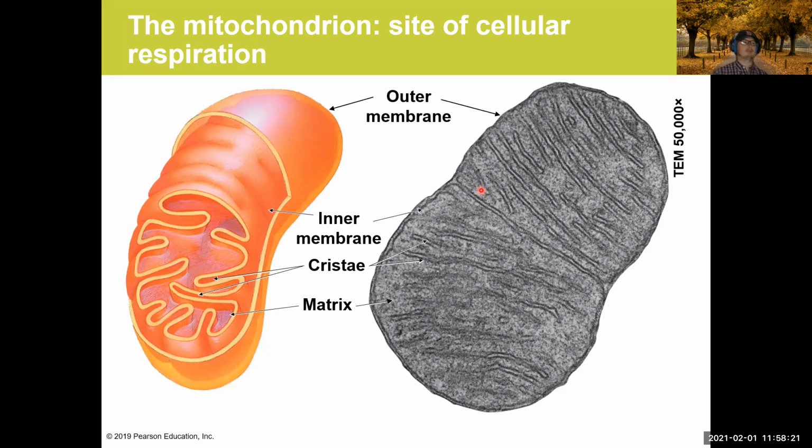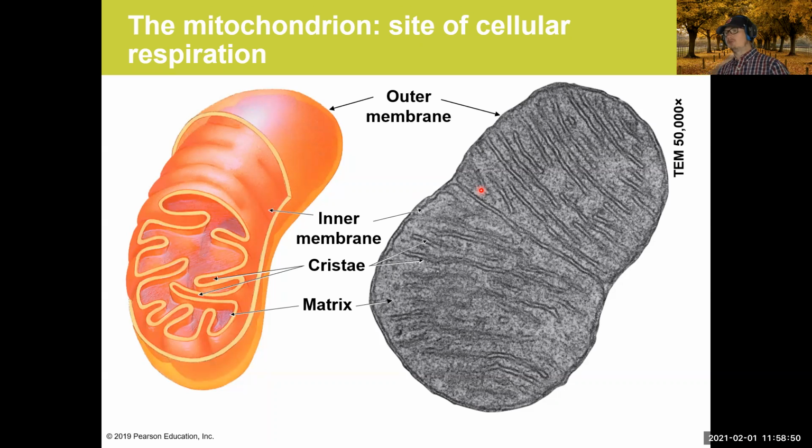So here's an example of mitochondria. We have an artist rendition and then a micrograph on the right hand side. And again, the mitochondria is where cellular respiration occurs. And so cellular respiration occurs generally at the inner membrane of the mitochondria. The mitochondria is also this double membranous structure.